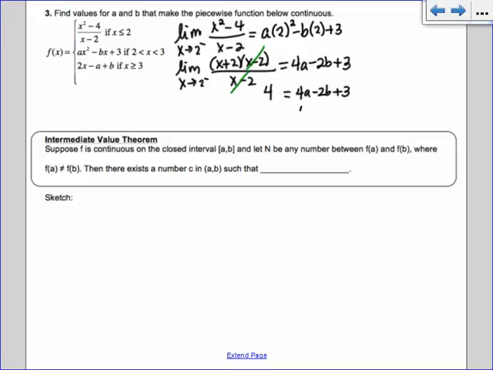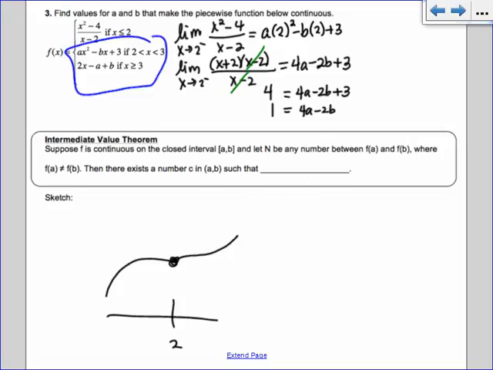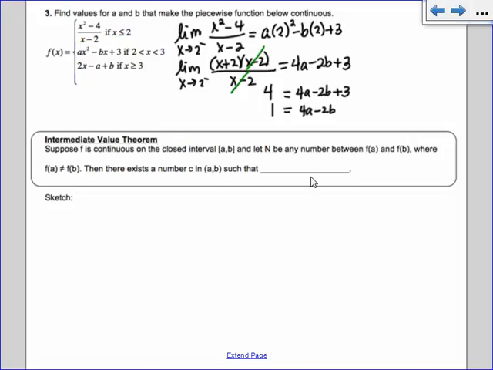Let's just get all the numbers on one side. So I have 4a minus 2b equals 1. Okay, so I can't solve for a and b yet. Right now we were saying that the left side and the right side, when we go towards 2, are going to match up. We just made that happen. But we also need for the left side and the right side at 3 to match up as well. So now we deal with the 3.